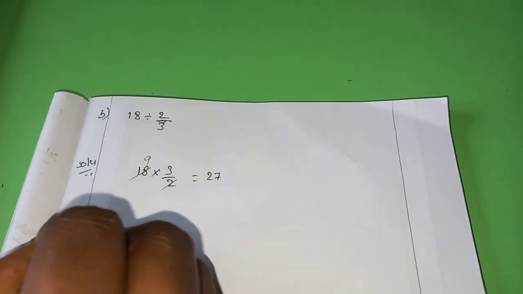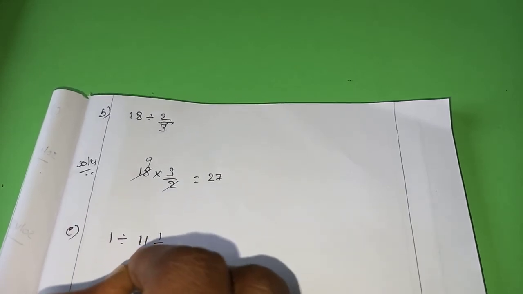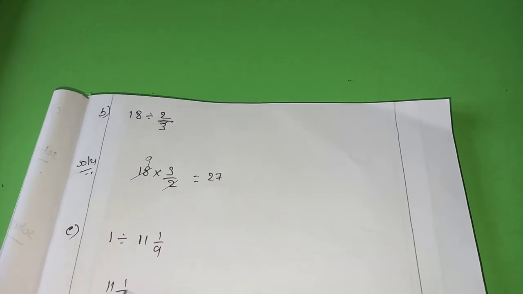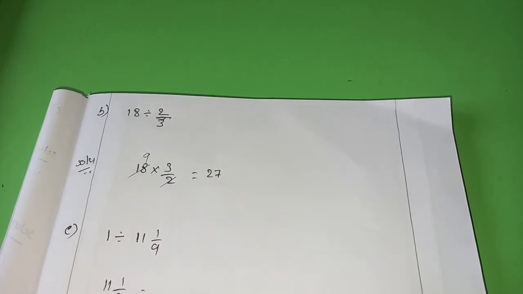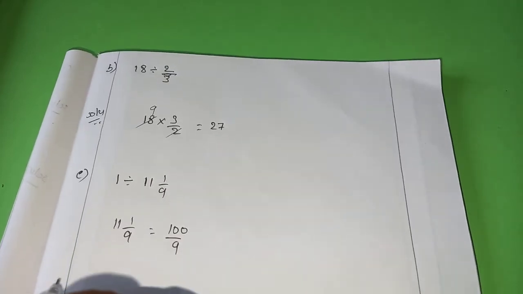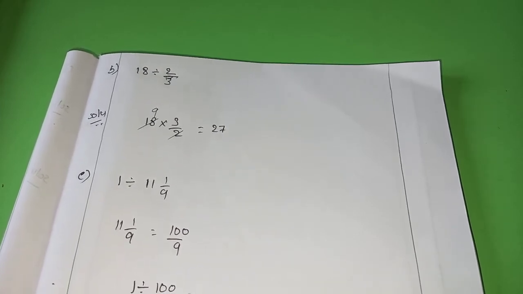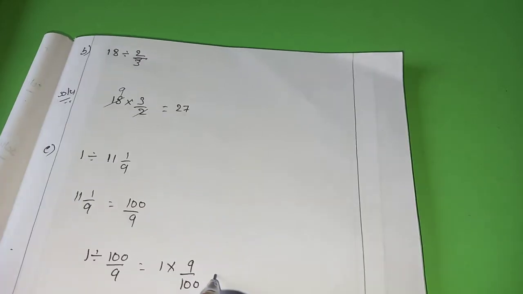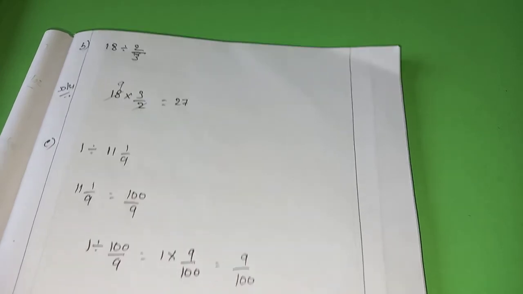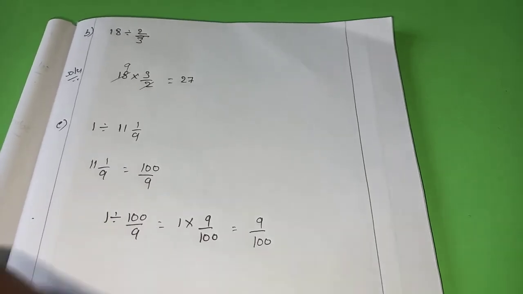Next, I'll explain E. 1 divided by 11 1 by 9. First convert this. 11 1 by 9 is equal to 11 nines are 99, 99 plus 1, 100 by 9. 1 divided by 100 by 9 equals 1 into 9 by 100. So 9 ones are 9, the answer is 9 by 100. Simple, no? Like that you have to do the remaining.